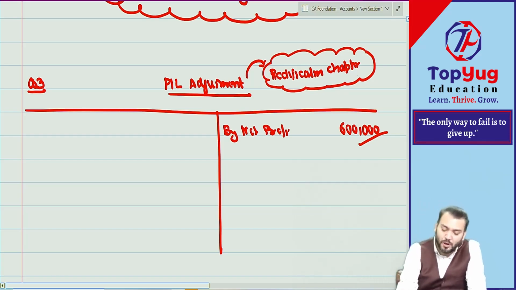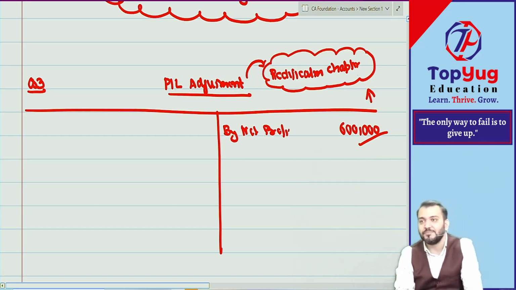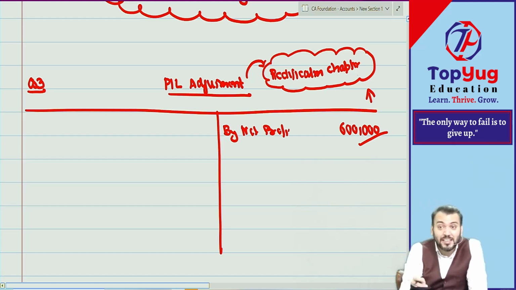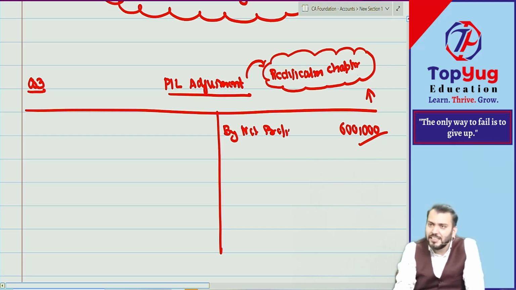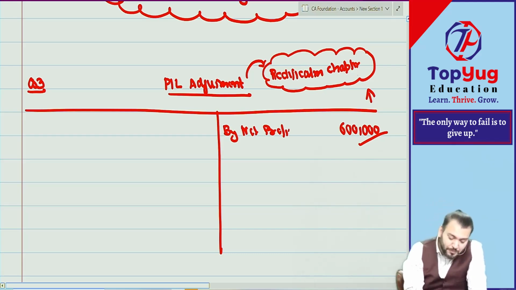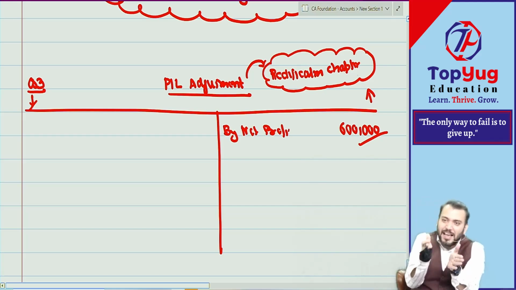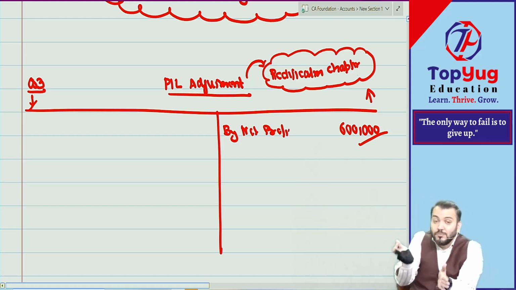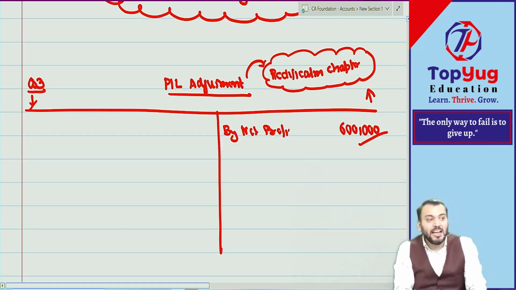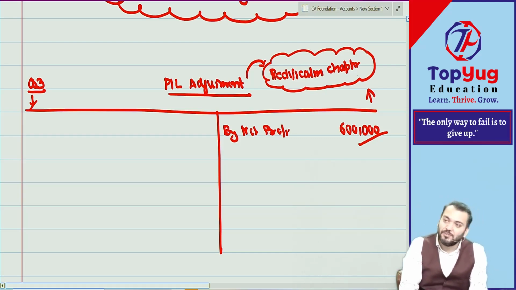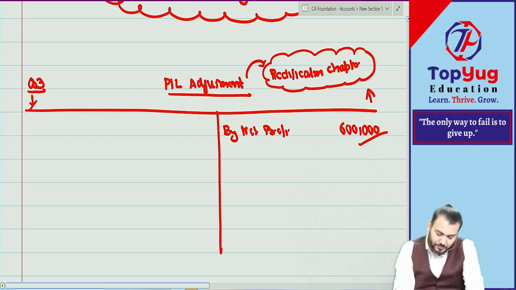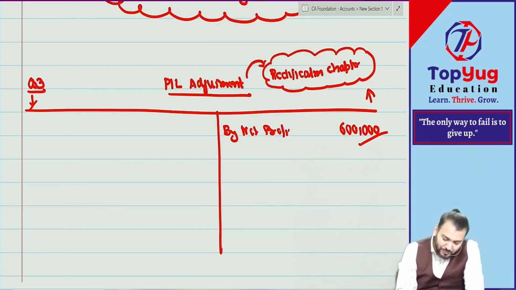Now one simple rule. Due to rectification, if profit increases, will it be debited or credited in this account? Credited. If profit decreases, then it will be debited. The rule is simple. I have just informed you one shortcut. If due to rectification of some error your profit increases, it will be credited, and if profit decreases, it will be debited. Simple. Now tell me, everyone, one by one.